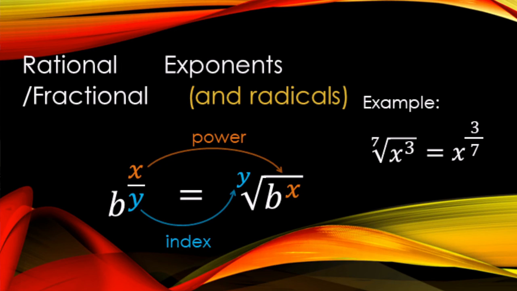So just remember, when we're working with these, when we have fractional or rational exponents, the denominator becomes the index of your radical, and vice versa, and then the numerator of that fractional exponent becomes the exponent of your radicand.